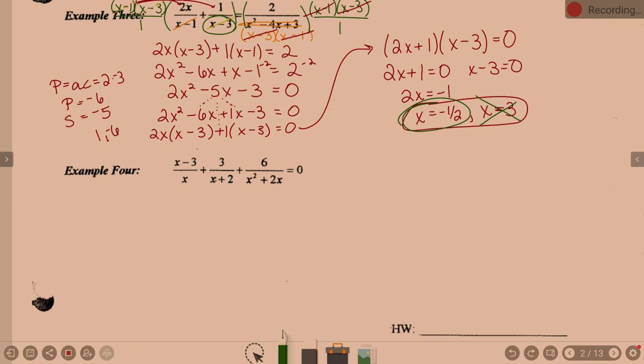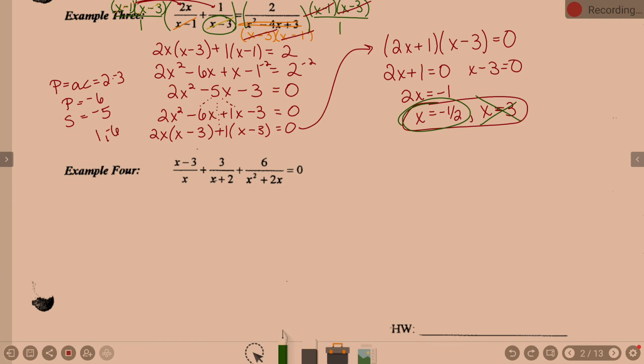Thoughts as we look at example 4? X may not equal 0 or negative 2. Okay, how do we solve though? Factor. What do I need to factor? The x squared plus 2x. That x is a basic factor. That's one of my denominators. X plus 2 is a basic factor. That's one of my denominators. X squared plus 2x? Not quite so basic. Can it factor? Yes.